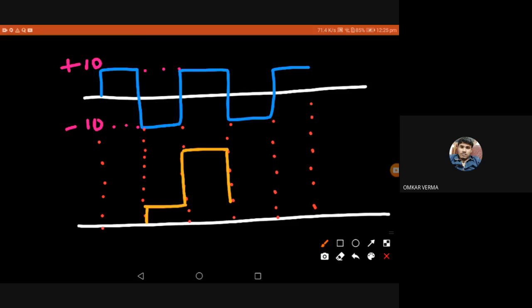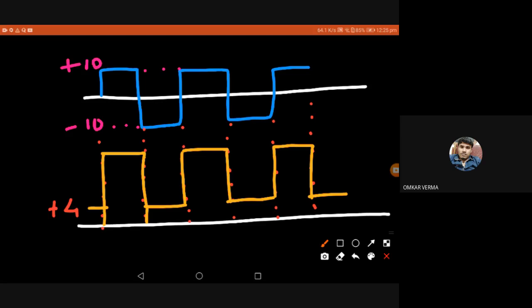So the output is like this, and it continues. Okay, so this is my output, and this is plus 4 volt in the negative cycle and plus 24 in the positive cycle. You can see the input shape is not changed. The shape is remaining the same. And what is changed actually? It is the DC value that is changed.